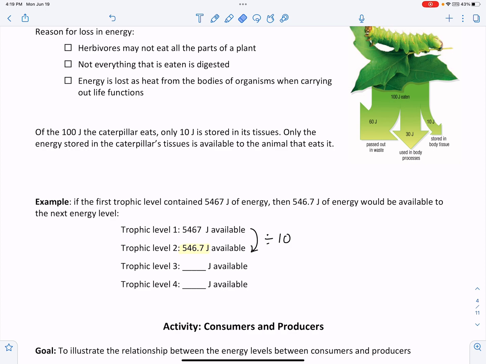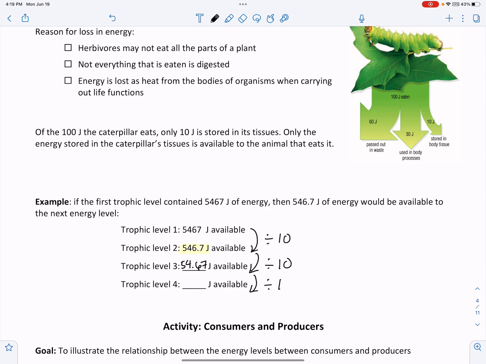Let's try to find out how much energy is available at the third trophic level. To do that, we will take 546.7 and divide it by 10. Punch this into your calculator. See what you get. You should get 54.67 joules of energy.